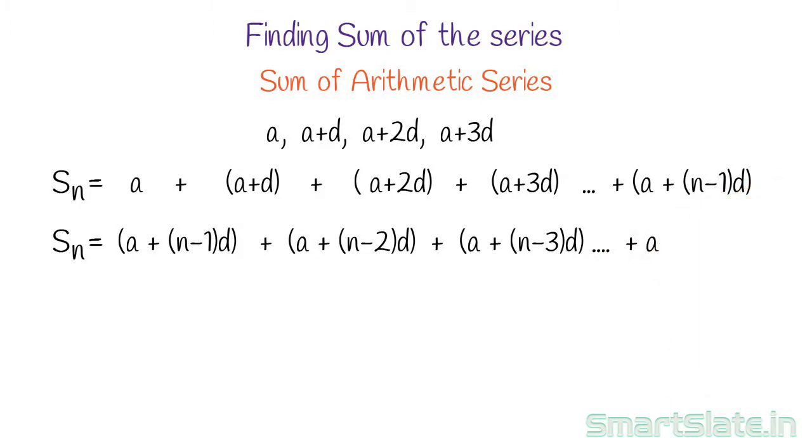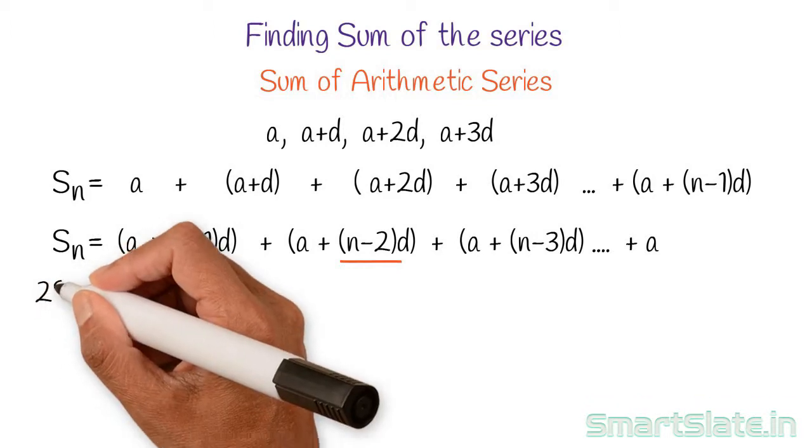After reversing the series, the first term will have n minus 1. The subsequent term should have 1 less than n minus 1, hence it is n minus 2. The next term will have n minus 3, and the last term is A. Add both of these series. Sn plus Sn is 2Sn.